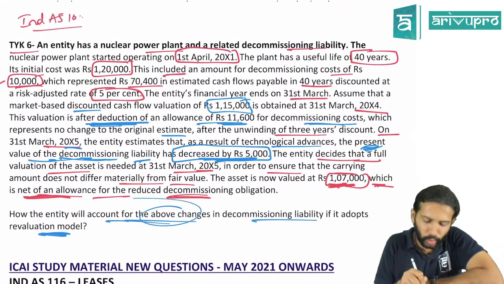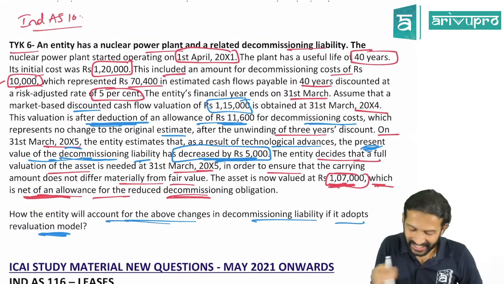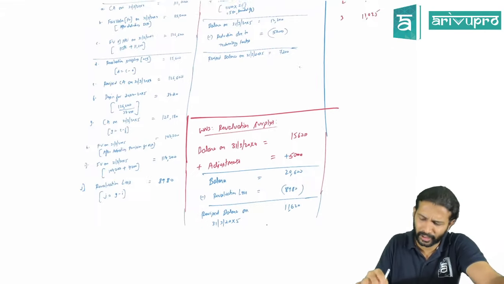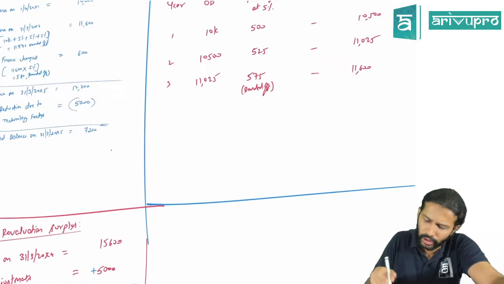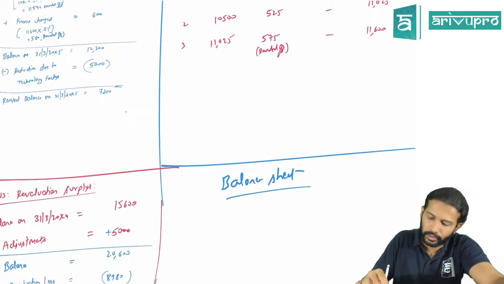How will the entity account for the above changes? That's what we have shown with the journal entry also. Okay, if it adopts revaluation model. So actually it is a very simple funda. Correct? Now if you want the final, one more extra also. Finally, what will come in balance sheet? Balance sheet. Okay, final balance.